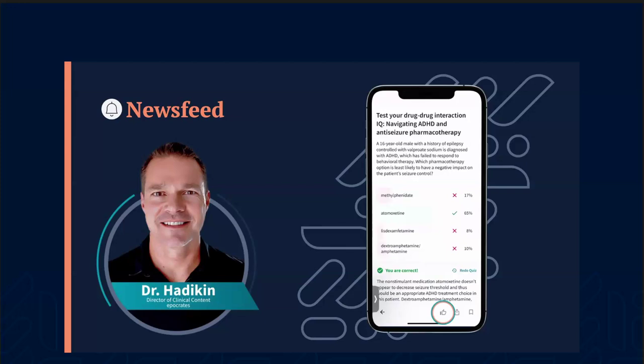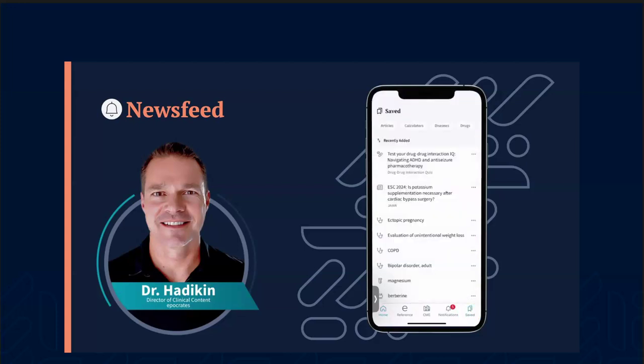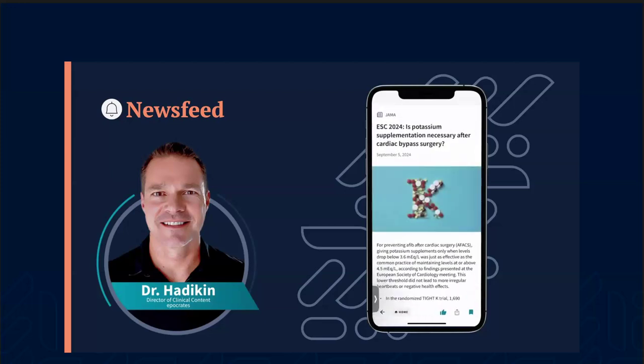And just like with articles, quizzes can be liked, shared, or saved for later. And to retrieve those saved items, simply go to your saved folder by tapping the bookmark icon in the thumb navigation bar at the bottom of the home screen. And there you'll see that quiz and article that we just saved.